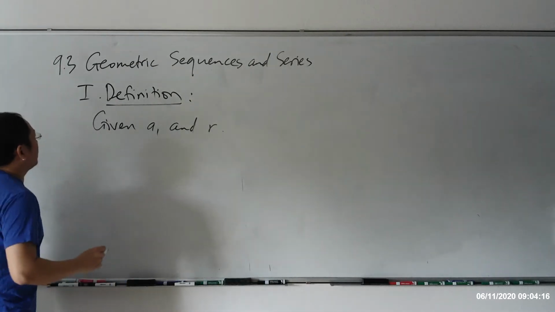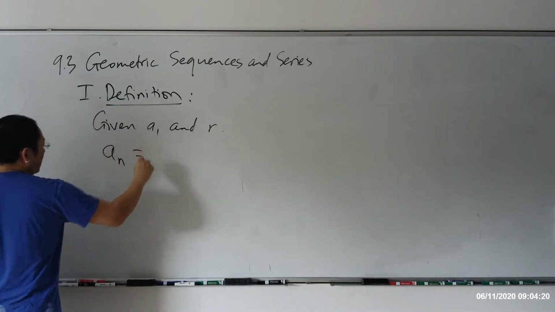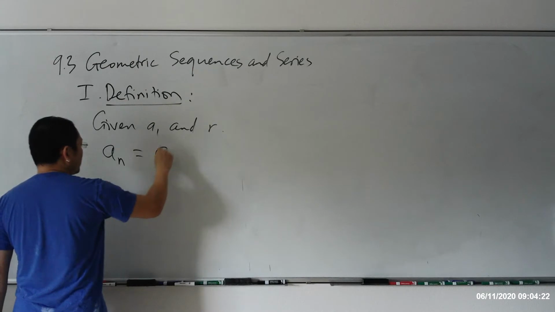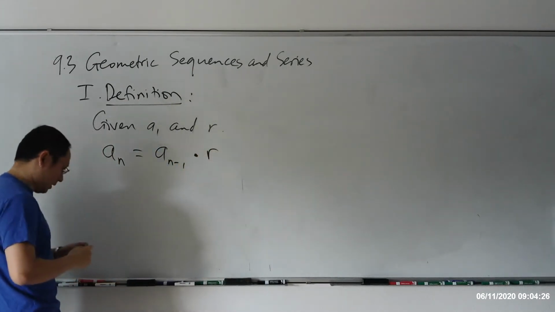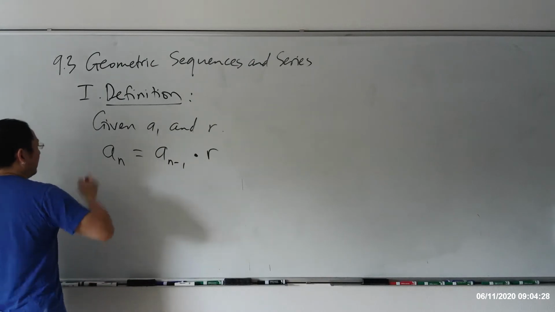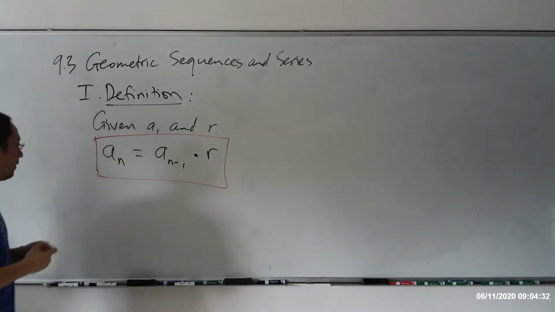So the sequence is going to be defined this way. The general term AN is calculated by taking the previous term, which is AN minus 1, and multiplying by the constant R. Okay? Box that for me. And this is actually the recursive formula, and we use it to define the sequence.